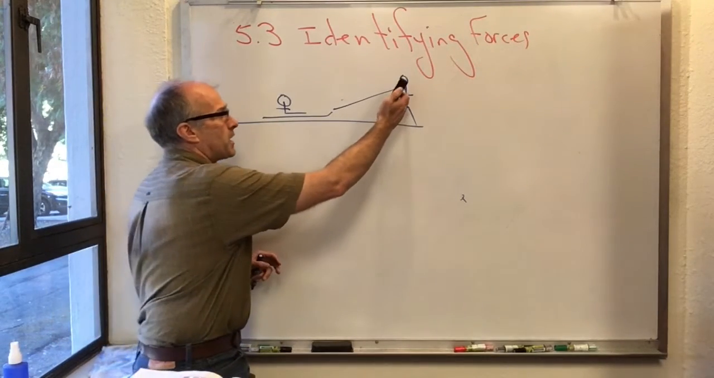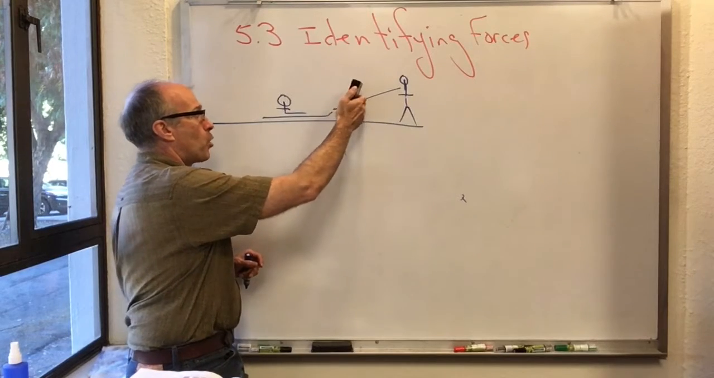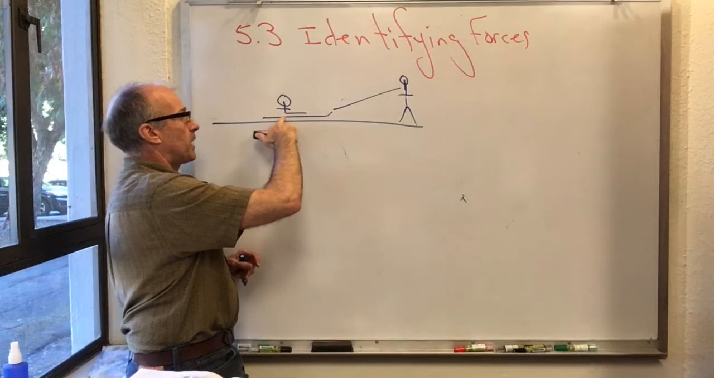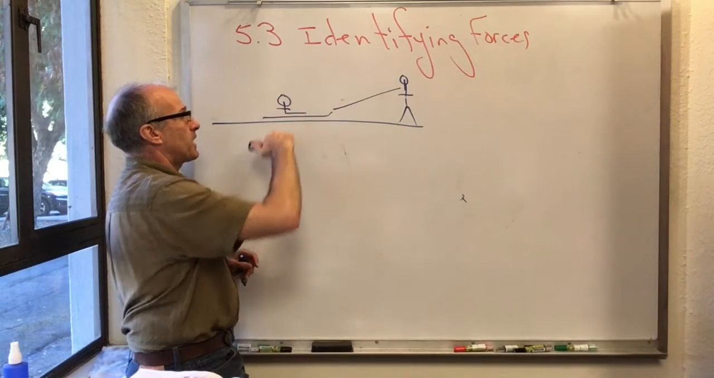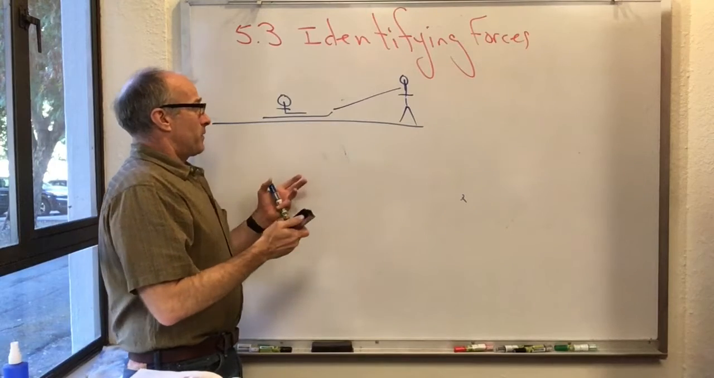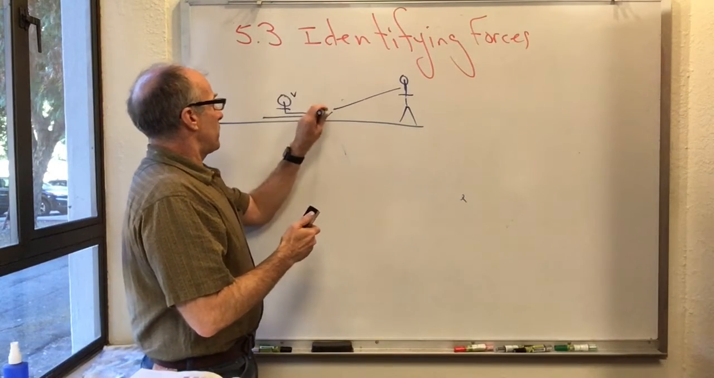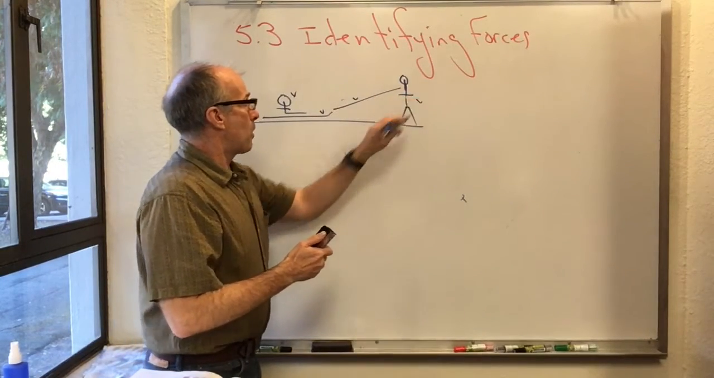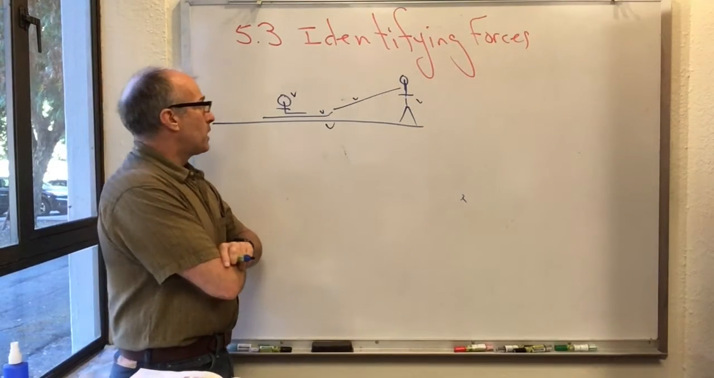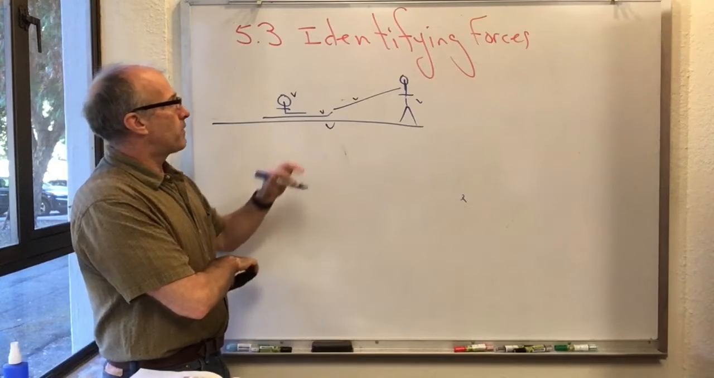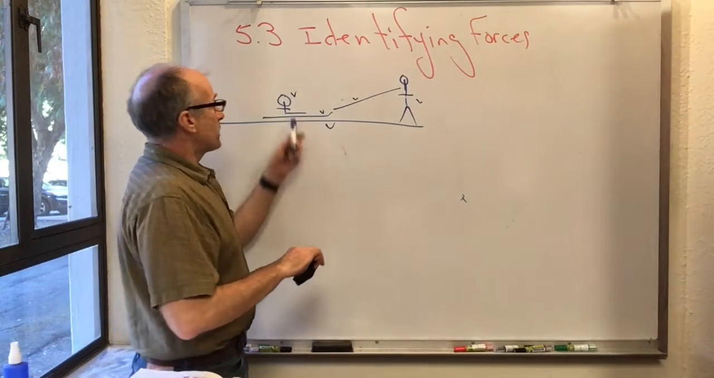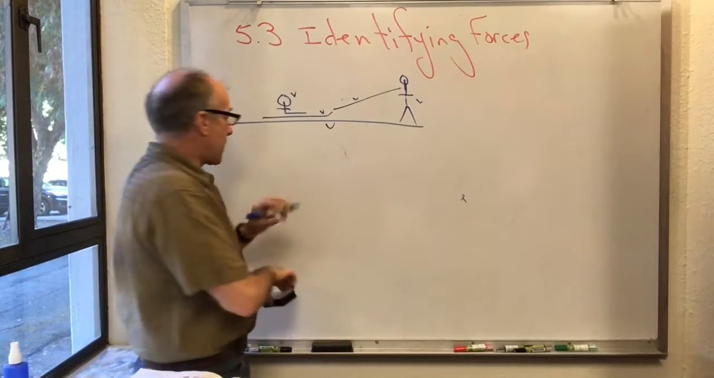So here's Dad pulling on a rope, which is pulling on a sled, which has a kid on it. There's a lot of different things. There's at least 1, 2, 3, 4, including the ground. There's 5 different things in this picture. So what we do when we're identifying forces is we isolate one thing. For example, suppose I was to isolate the child.